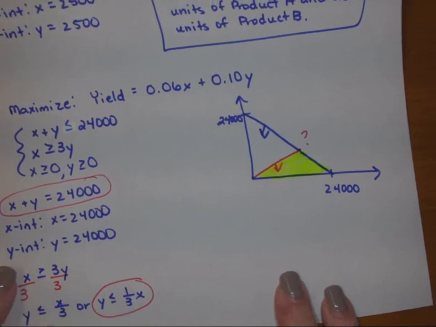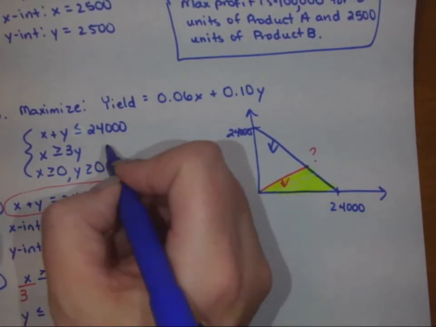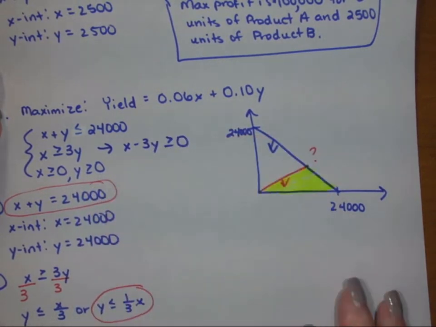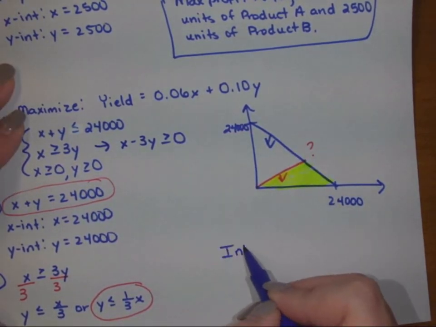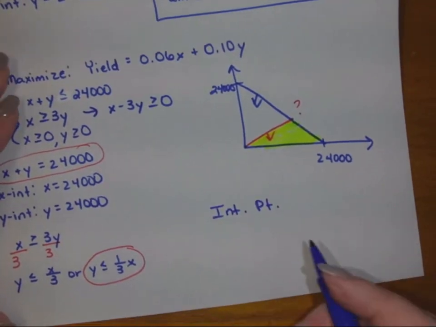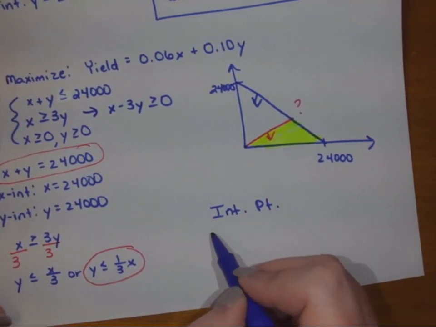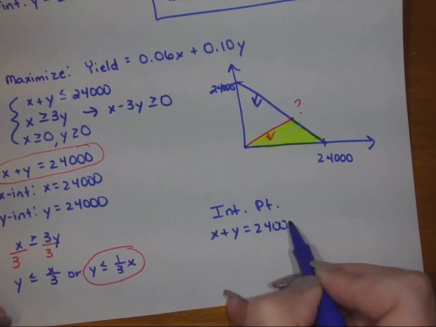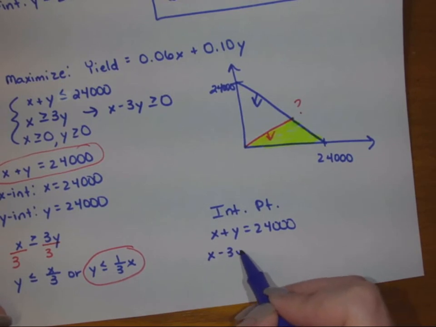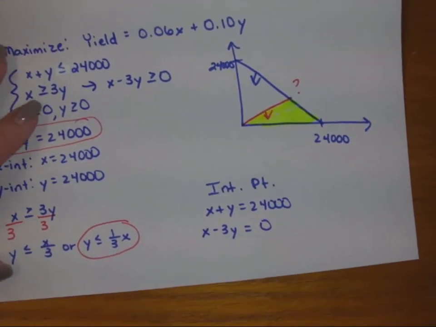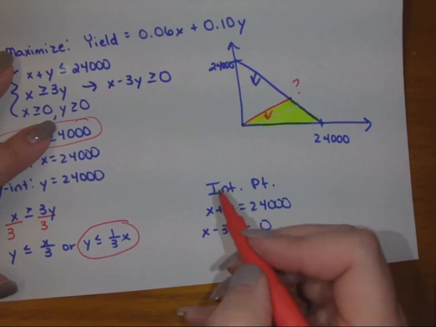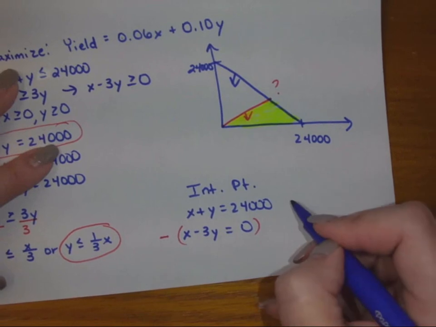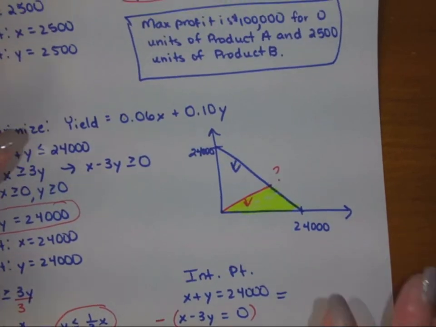So we can do a couple of things here. We can pay attention to this original equation. I'm going to rewrite this as x minus 3y is greater than or equal to 0, because when I try to find the intersection point, that's what I'm going to need to do. So the intersection point is going to be what I get when I combine x plus y equals 24,000 and x minus 3y equals 0. Then I would notice I could actually get rid of the x here if I multiplied that by -1. So I'm going to finish this on video 2.